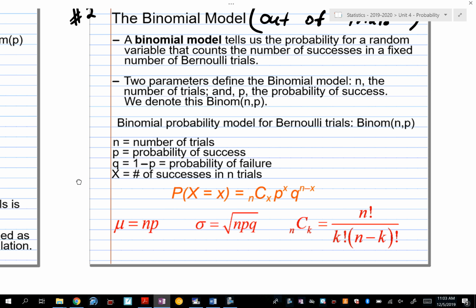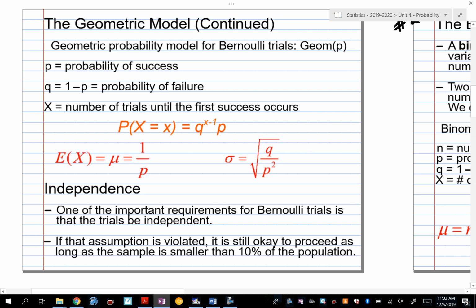Here is the formula we're going to use for finding the probability with a binomial model example, and here is the formula we're going to use for a geometric model. They're very similar, but you're going to see there's one caveat when we actually do the work.